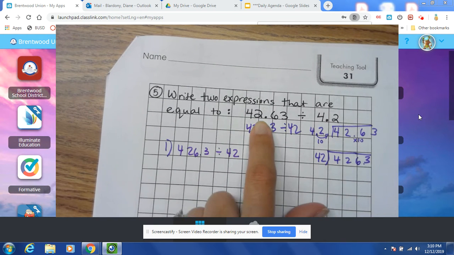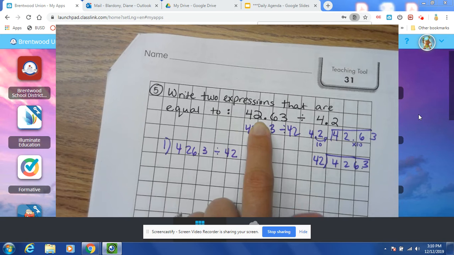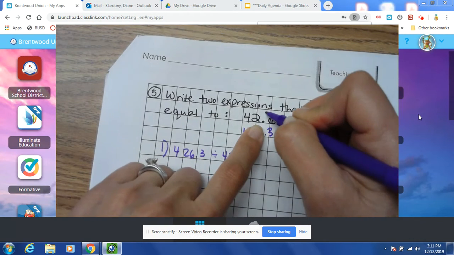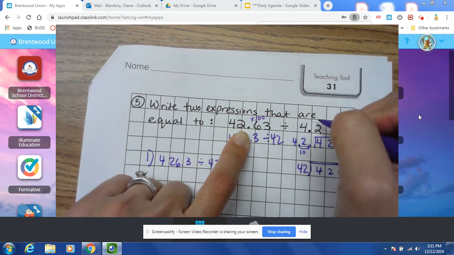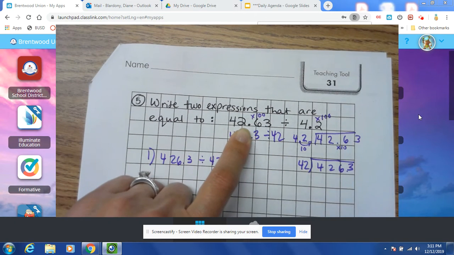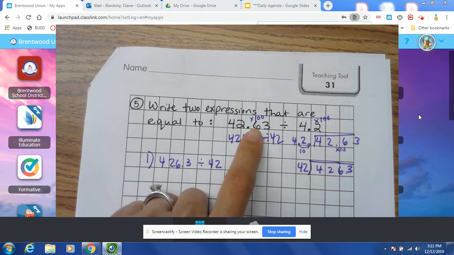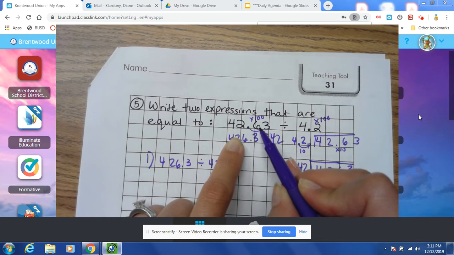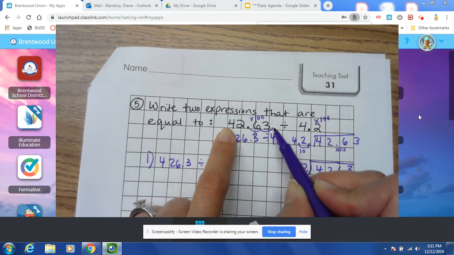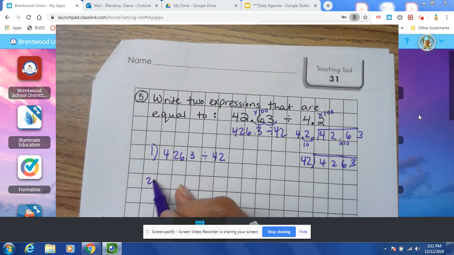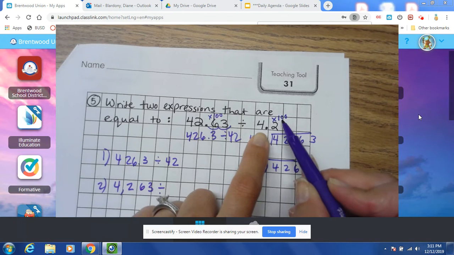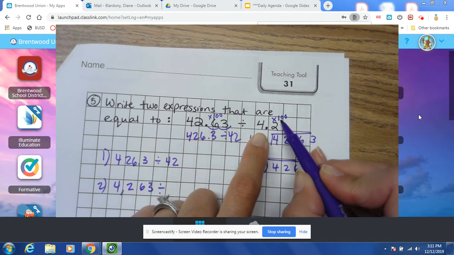Now I'm going to go back to the original expression, and I'm going to, let's see, I multiplied by 10. I'm going to multiply by 100. That's easy to do. I'm going to multiply this number by 100, and I'm going to multiply this number by 100 to create an equivalent expression. Okay, if I multiply this number by 100, I move this over 2 times. 1, 2. It becomes whole number 4,263.